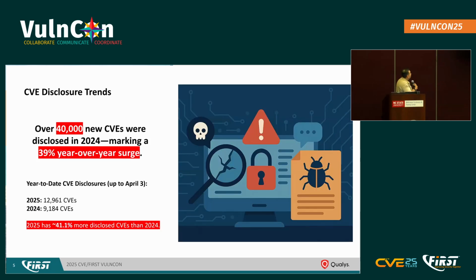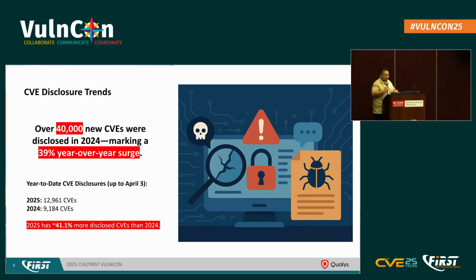Okay, let's take a look at the data from last year. We had just a little over 40,000 vulnerabilities in 2024. And it was a 39% jump from a year before.